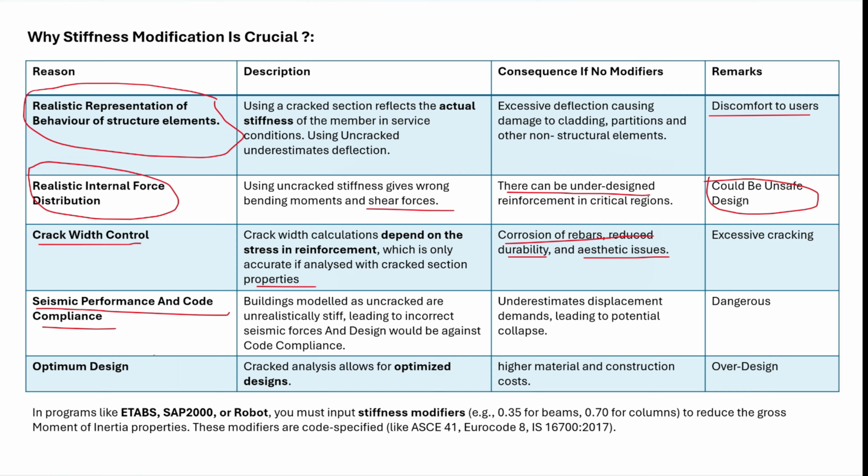Seismic performance and code compliance is another reason we adopt stiffness modifiers. Building models as uncracked are unrealistically stiff, leading to incorrect seismic forces, and the design would also be against code compliance, because codes have already introduced this sort of provision, in Eurocode as well as the American code and Indian code also.